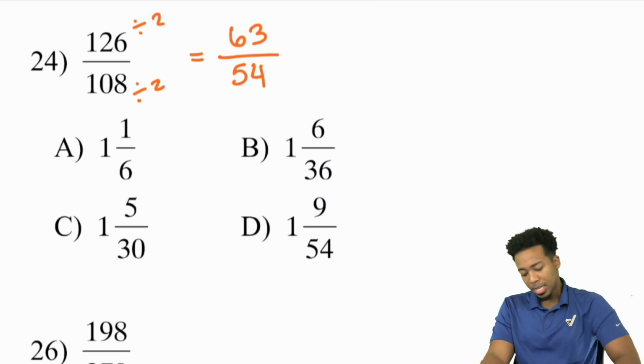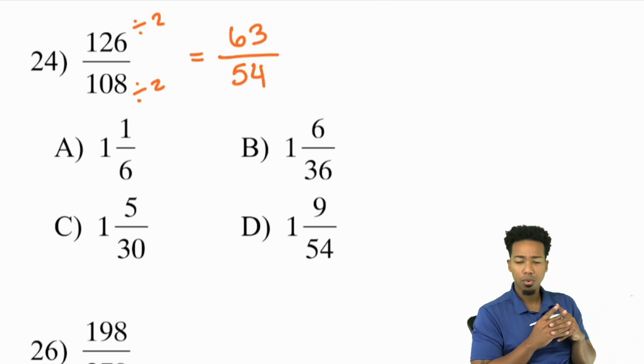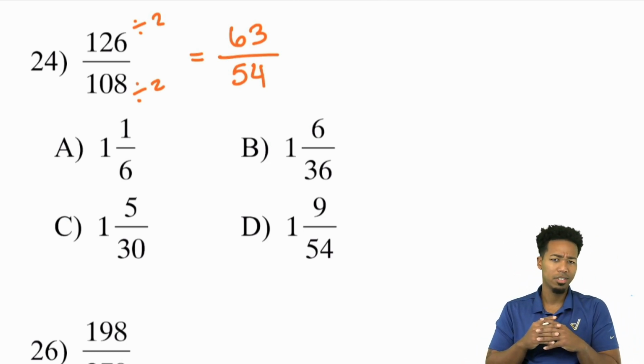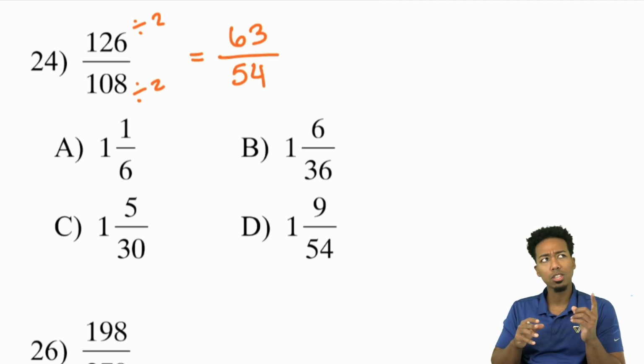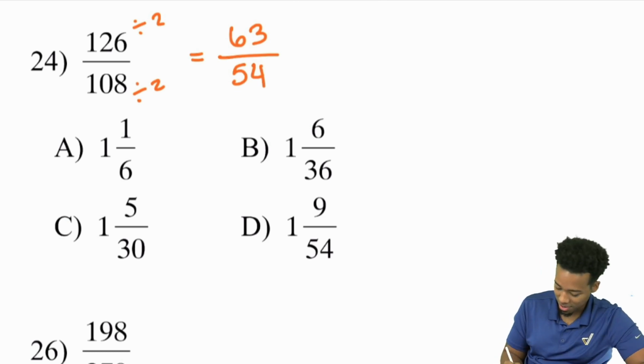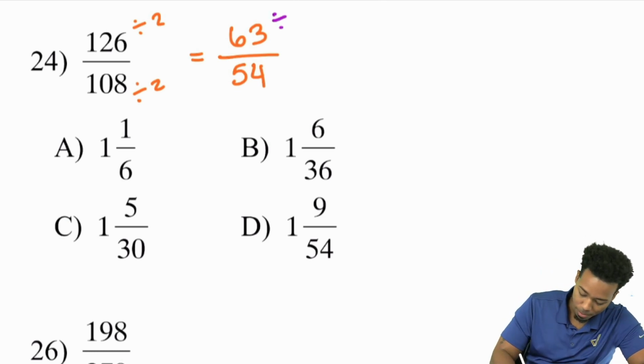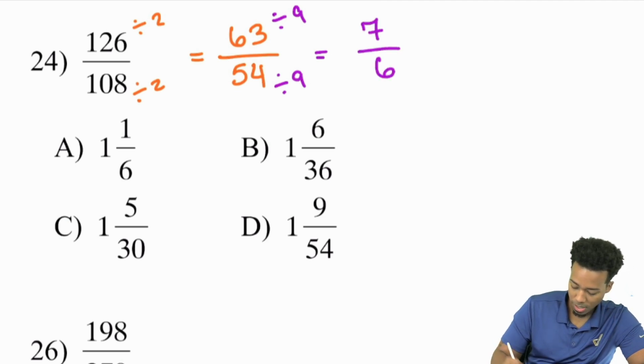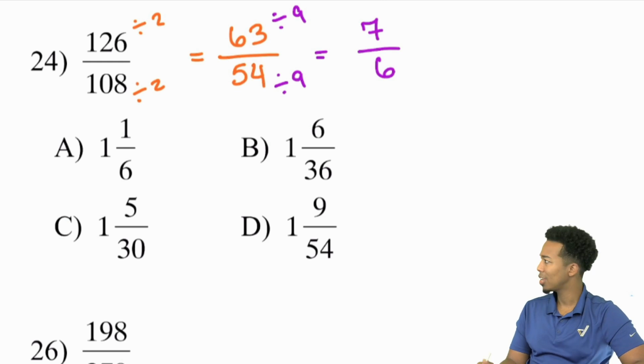Booyah. Now, taking a look at 63 and 54, what do they have in common? Well, one thing I know is that 63 is 7 times 9, and 54, is that divisible by 7 or 9? 9. Know your multiplication tables. That's 9 times 6. So what we have here, I can divide both of them by 9, because that's going to give me, over here, 7 over 6. Are we done? No.